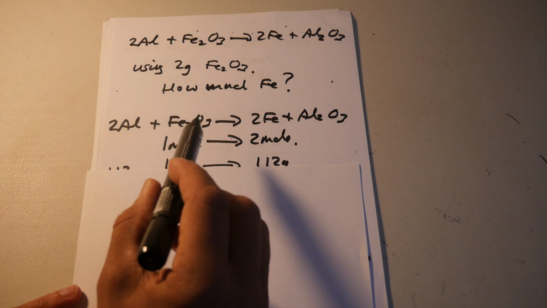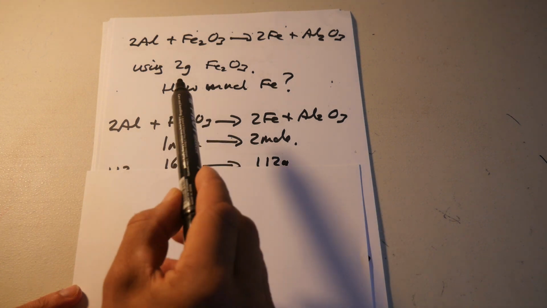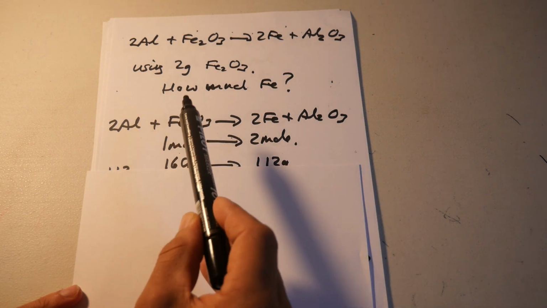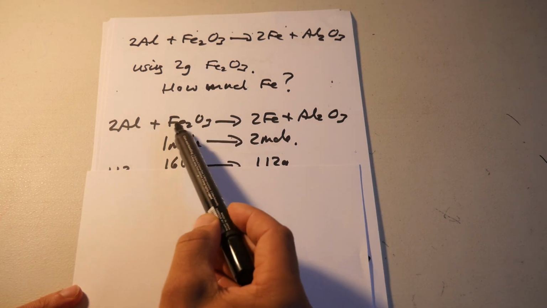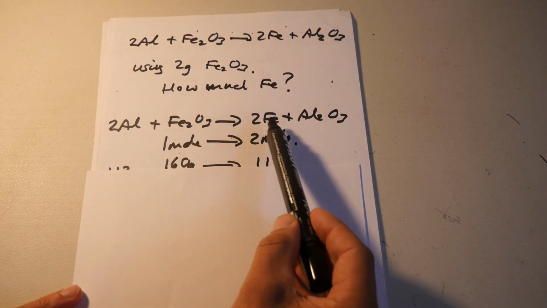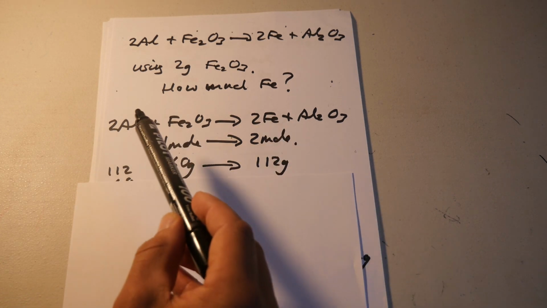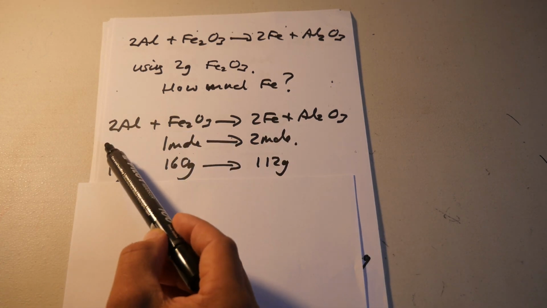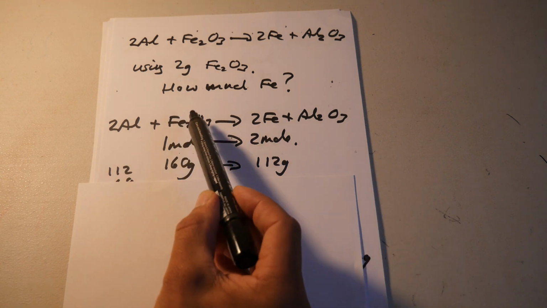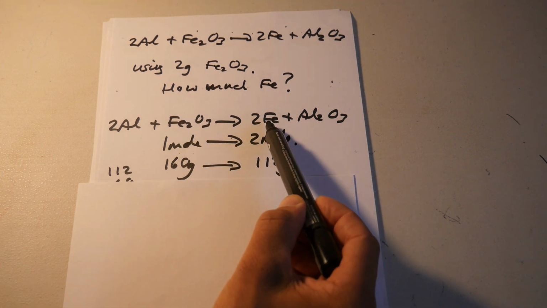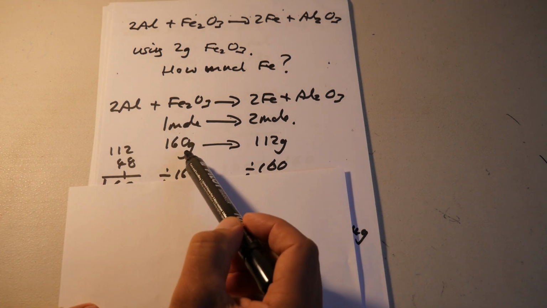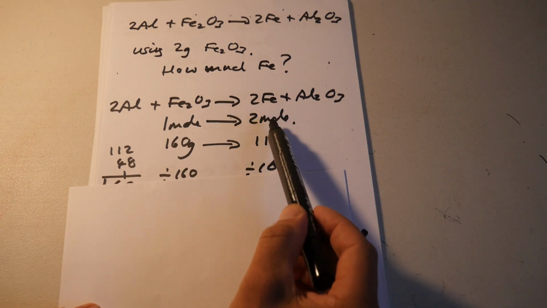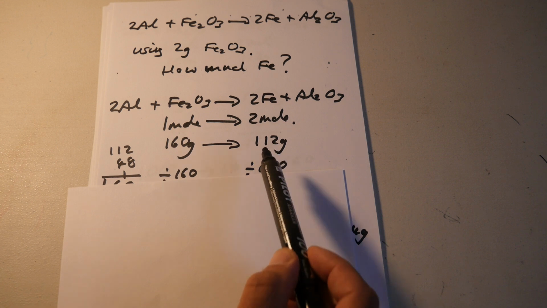If you can just go straight to the atom or compound of the molecule that you know about, and just the one that's the unknown, okay? So there are 2 moles of this and 1 mole of that as well, but there's 1 mole of iron oxide and 2 moles of iron, okay? So 1 mole of iron oxide weighs a total of 160 grams, and 2 moles of iron weighs 112 grams, okay?